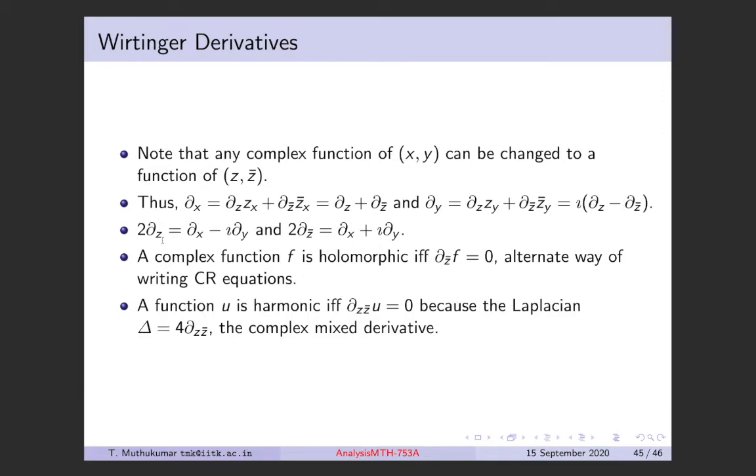So if you multiply that, what you get is 4 del z z bar. So the Laplace operator is precisely 4 times this complex mixed derivative. A function being harmonic means Laplacian u equal to 0, which precisely means that 4 times this operator acting on u is 0. So a function is harmonic if and only if this mixed derivative is 0. This is another way of looking at harmonic functions.